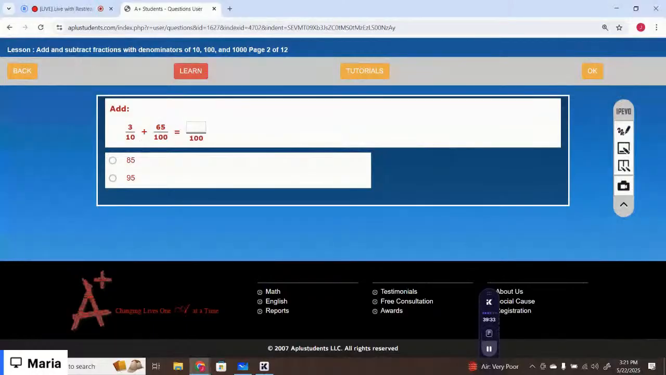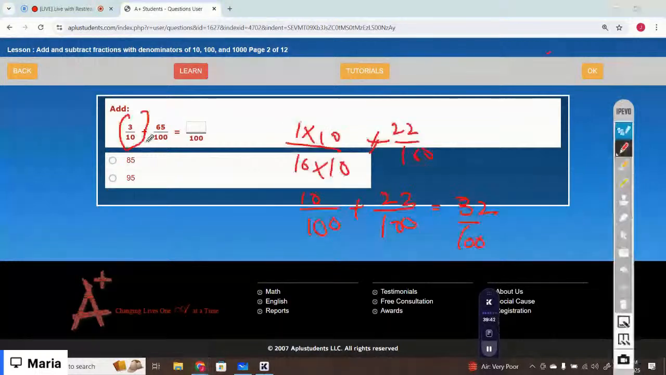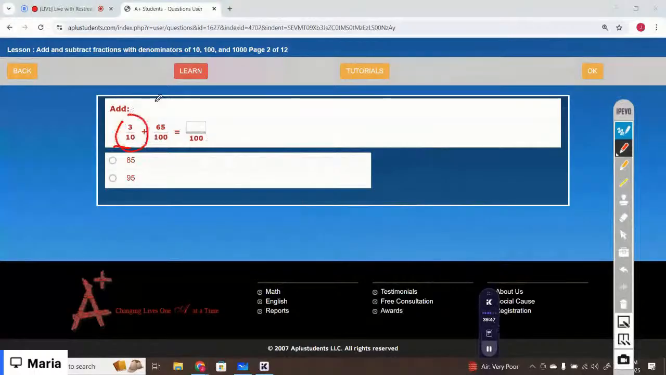3 by 10 plus 65 over 100, so which is the correct option? Okay, so you have to make the smaller denominator equal to the greater one. So you need to multiply this fraction by 10. That is 10 times 3 is 30 over 100, plus 65 over 100. They have like denominators, so you add the numerators, 65 plus 30 equals.